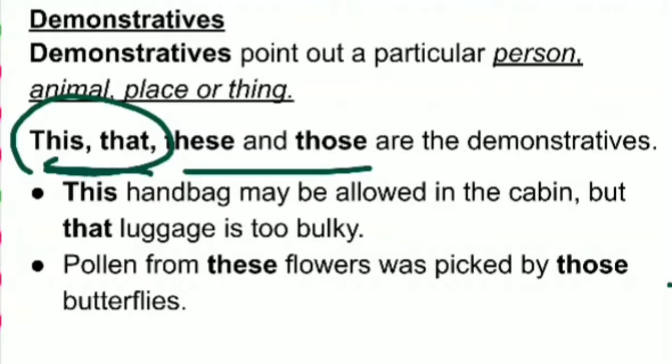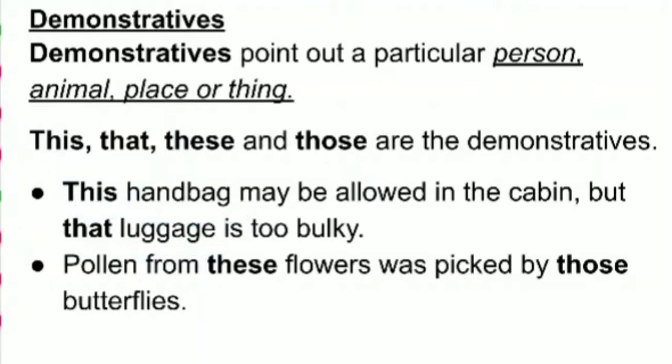See the example: this handbag may be allowed in the cabin, but that luggage is too bulky. Here the word this is being used with the singular noun handbag, whereas that is being used with the uncountable noun luggage. So this and that are used with singular and uncountable nouns, whereas these and those are used with plural nouns.